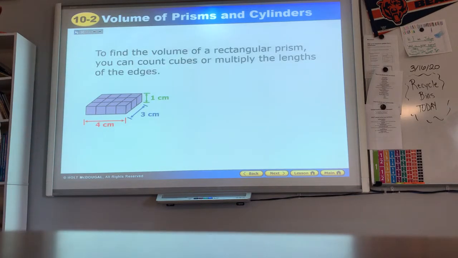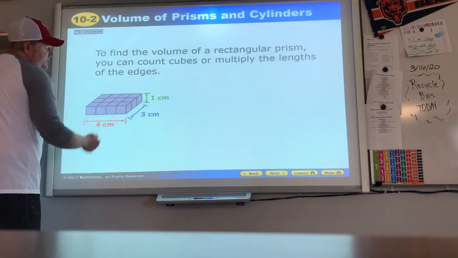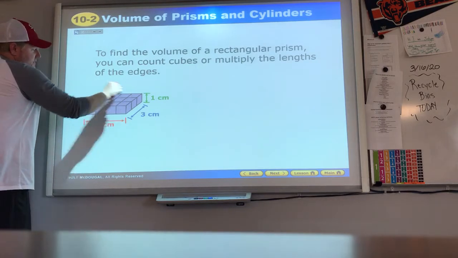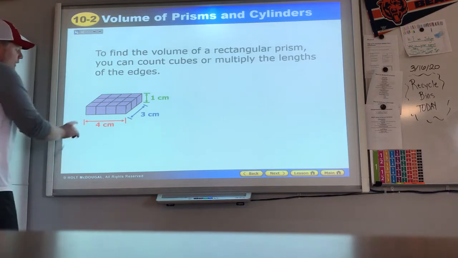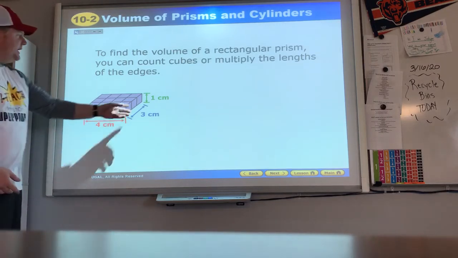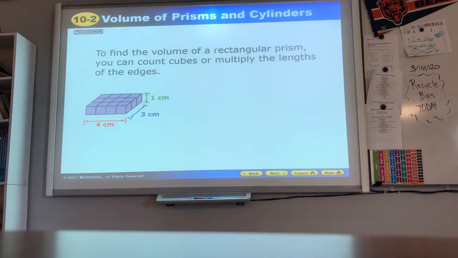So, to find the volume of a rectangular prism, you can count cubes or multiply the lengths of the edges. If we see a box that is 4 centimeters long, 3 centimeters wide, and 1 centimeter tall, we want to know how many 1 centimeter by 1 centimeter cubes will go in this. We can do that by placing the cubes inside of there, or we can do that by math. Well, if we have 4 times 3, that's going to give us 12 times the height of 1. You can see we have 12 cubes that go into this.